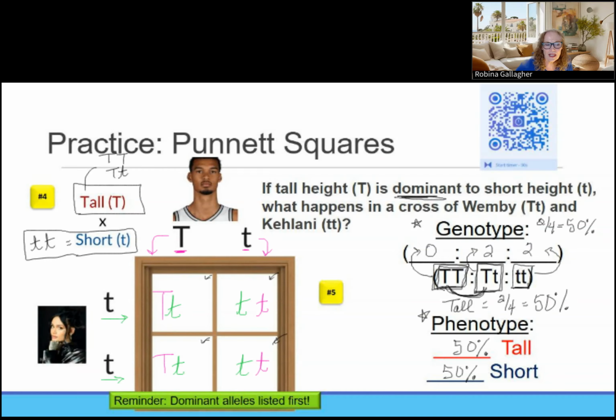Do remember that dominant alleles come first. So this box needs to look like this: big T, little t. It should not be little t, big T. Okay.